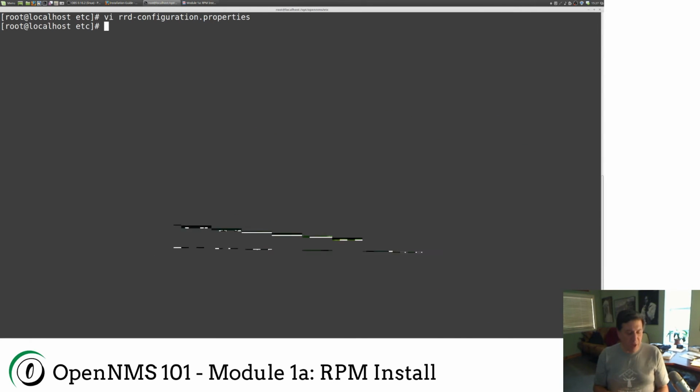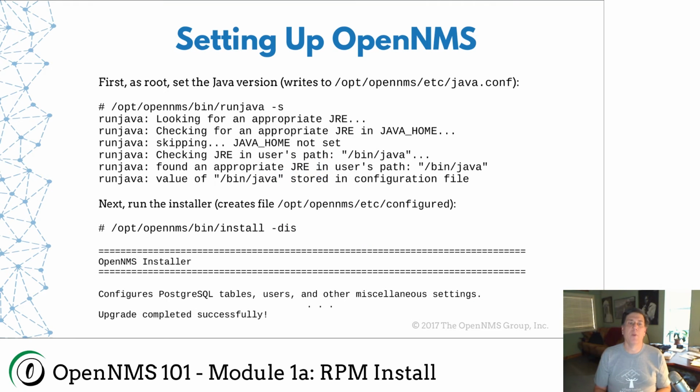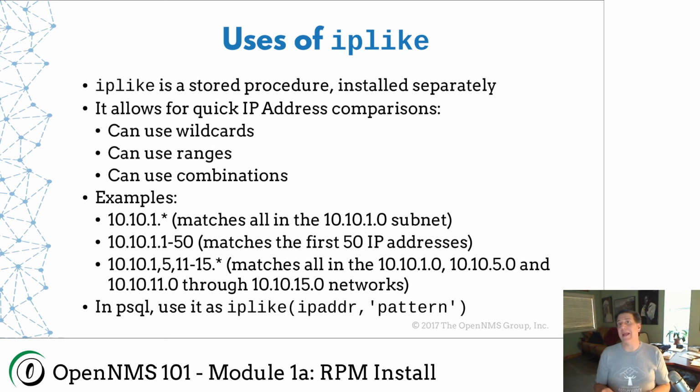Now there's one other thing I want to install: IPLIKE. IPLIKE is a tool we wrote to enable you to manage IP addresses. IP addresses are weird. I mean, it's a series of numbers that goes from 0 to 254, and there's 4 groupings of them, 4 octets. And I might want to say, okay, show me everything on the 10.10.1 network. Well, with IPLIKE, I can say, show me where the IP address is IPLIKE 10.10.1.*.